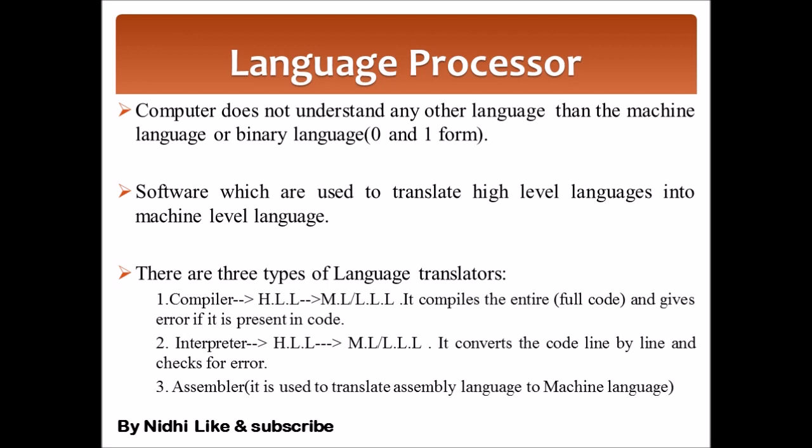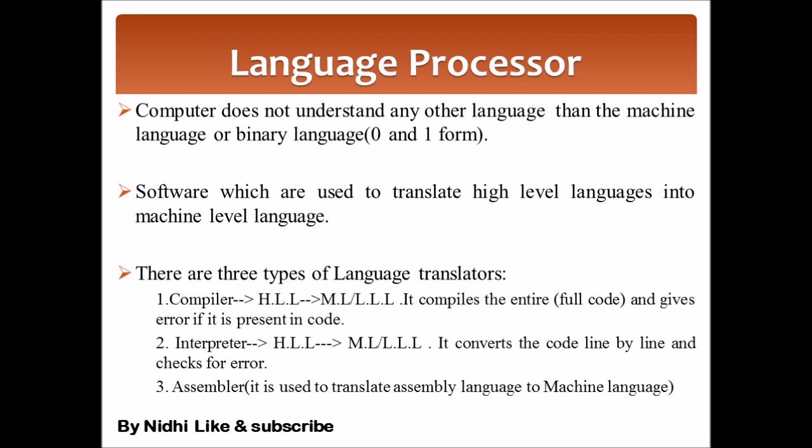So software which is used to translate the high level language that we use into machine level language is known as language processor or language translator. There are three types of language translators. One is compiler, second is interpreter, and third is assembler. The language translator which converts HLL, that is high level language, into machine language or low level language is called compiler. It takes the whole program and gives errors. If an error is present, then it will show you that type of error.